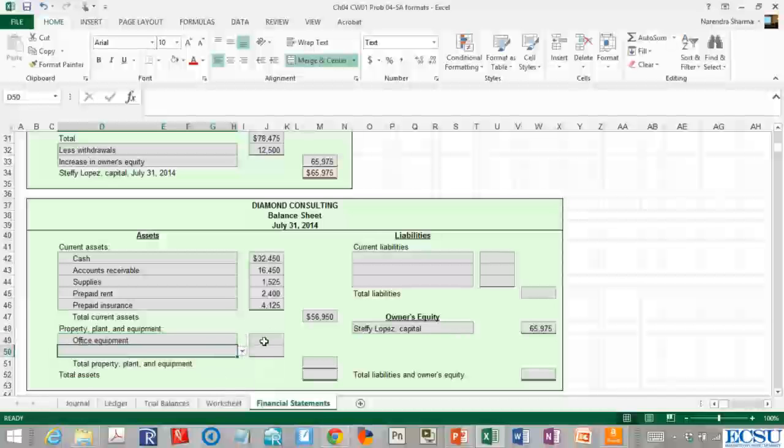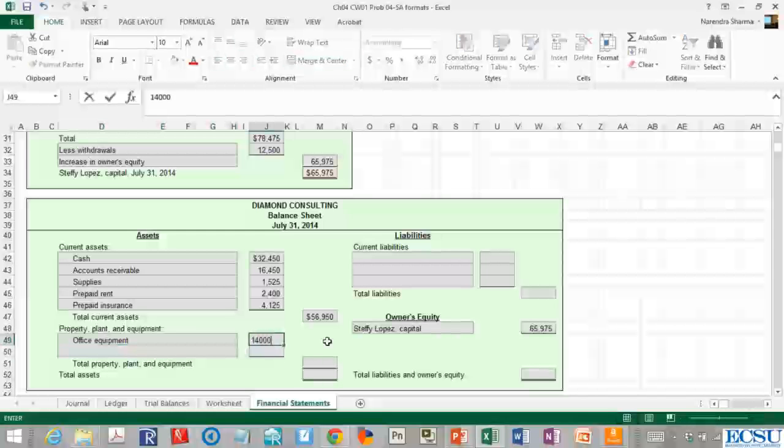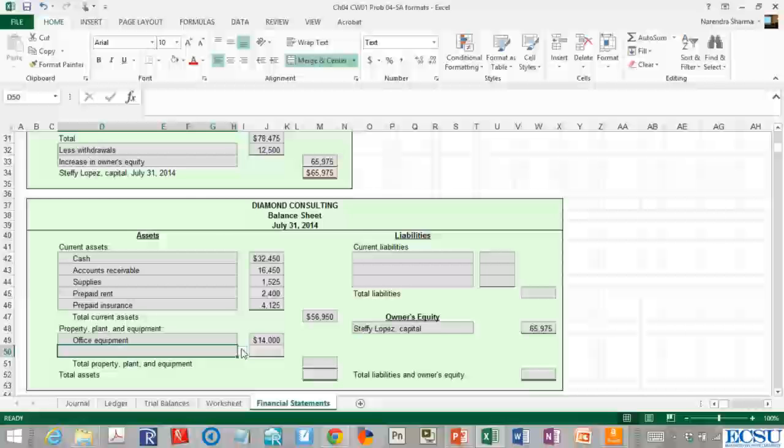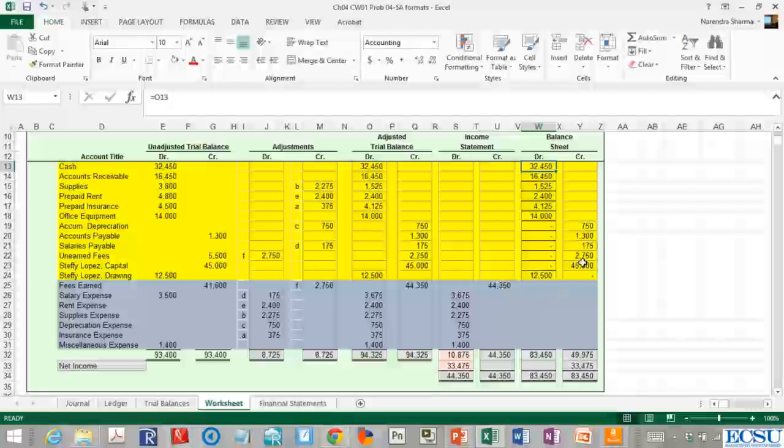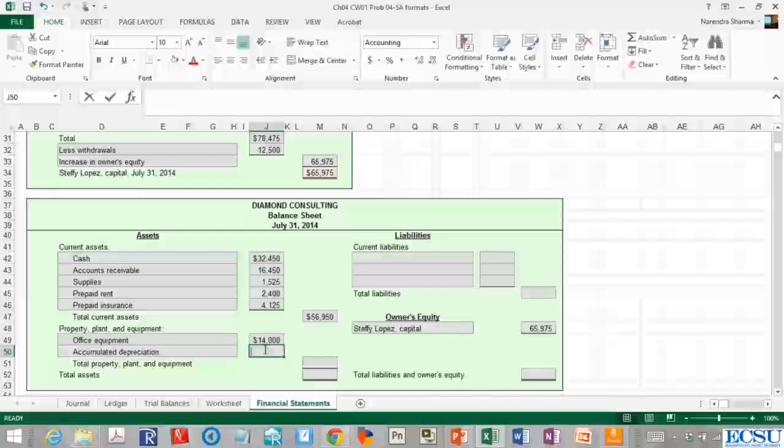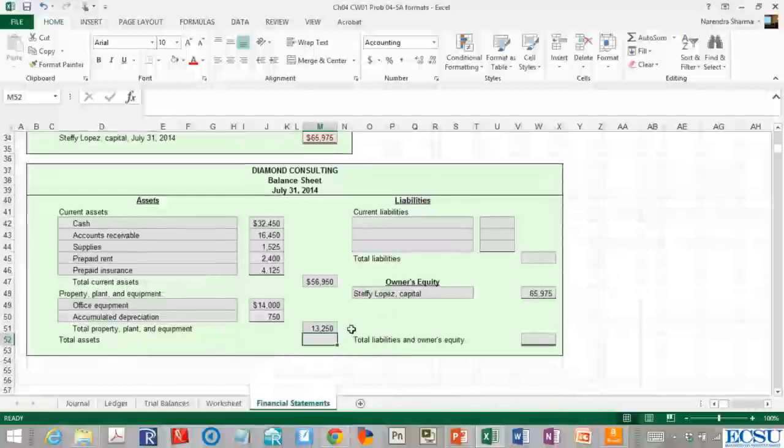And then whenever we take the office equipment, we'll have to show if there was any depreciation. Yes, we had accumulated depreciation. Let's see, I don't remember the accumulated depreciation amount. That is 750. So let's take the 750. That will give the net office equipment to be 13,250, because office equipment was 14,000, accumulated depreciation was 750. So that will give 13,250 as property, plant, and equipment.